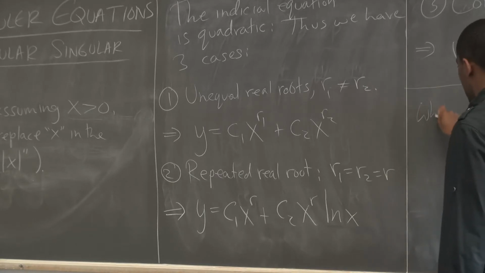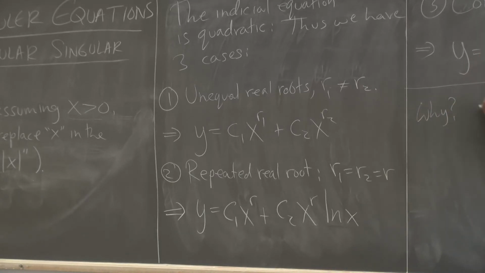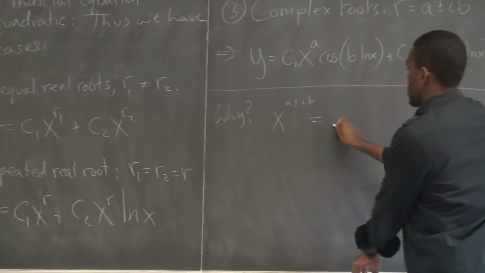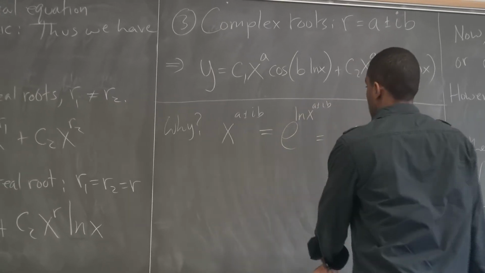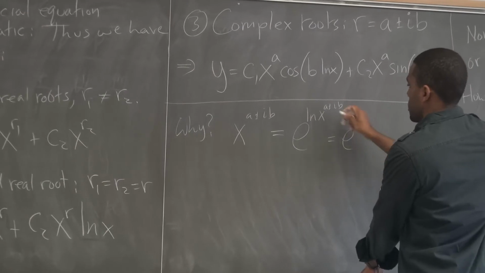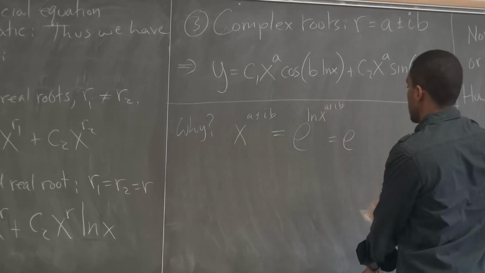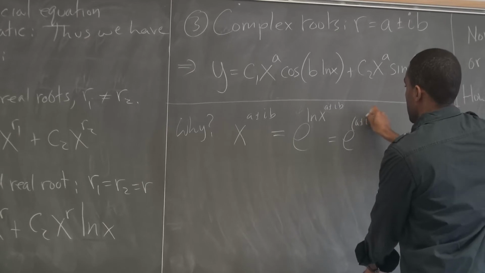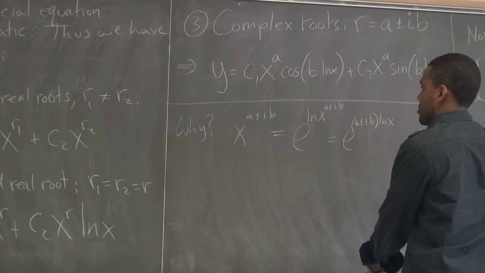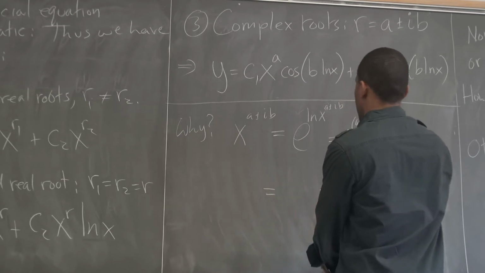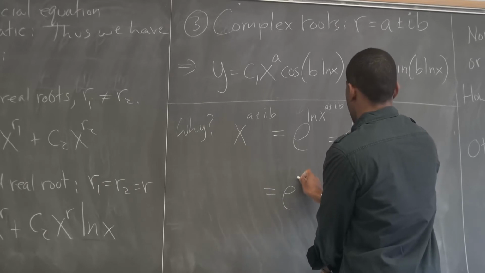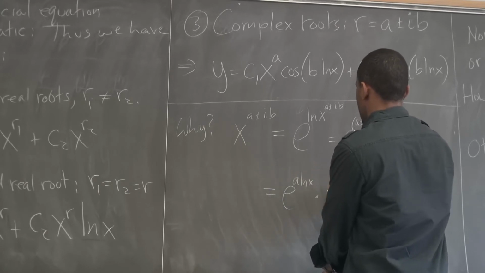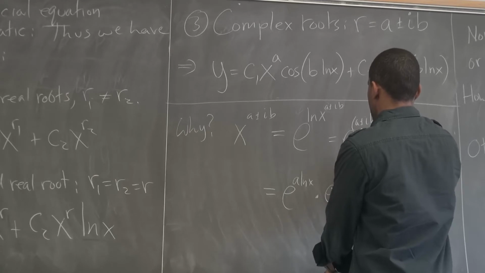Now that one's probably sort of weird. If you assume r is equal to a plus or minus ib, what we do here is we rewrite x to the r as e to the ln of x to the a plus or minus ib, which we can write as, the log allows us to bring this power down in front. So this is a plus or minus ib times ln x, which is e to the a ln x times e to the i b ln x.